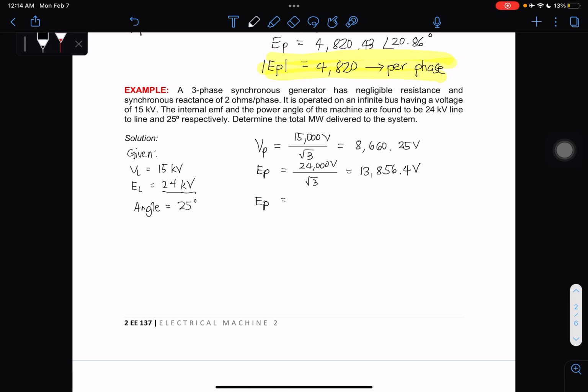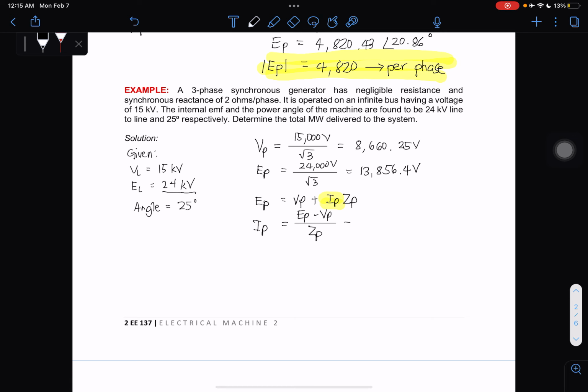So of course we need to solve for our phase current. The formula is EP is equal to VP plus IP ZP. So we need to derive this formula to get the phase current. So IP is equal to EP minus VP divided by ZP. Is this derived correctly?